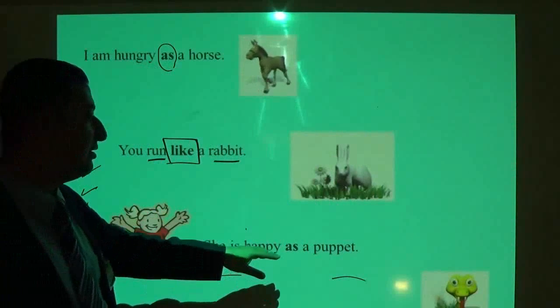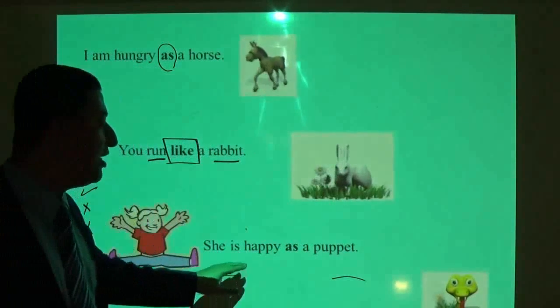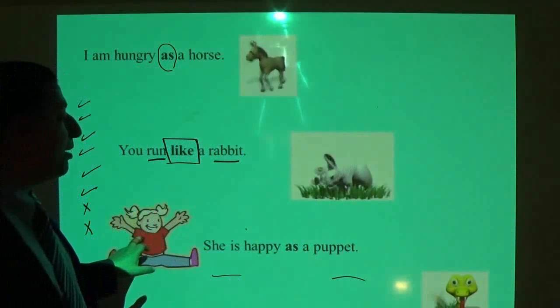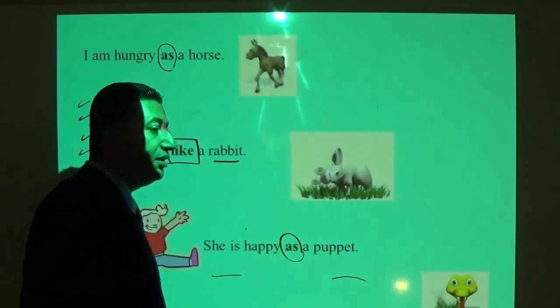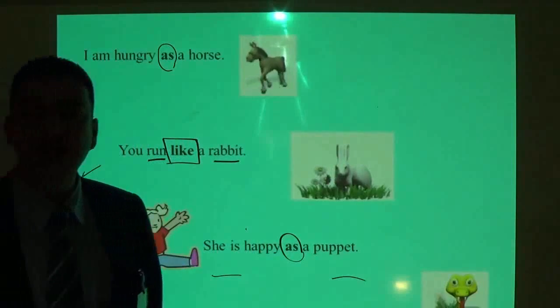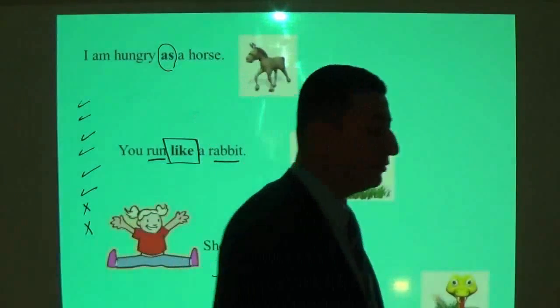She is happy as a puppet. This is a puppet and she is happy as a puppet. This is called simile. We use as in the sentence.